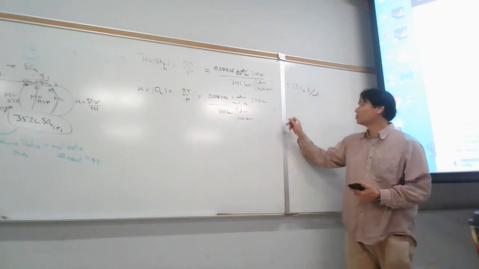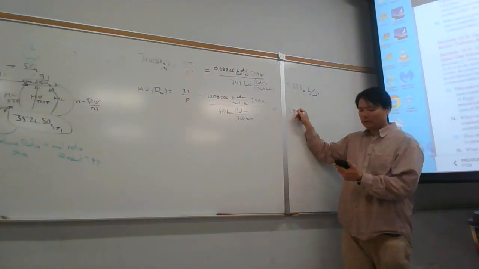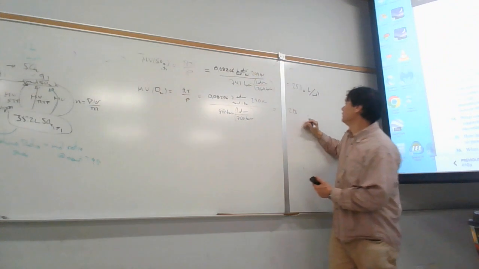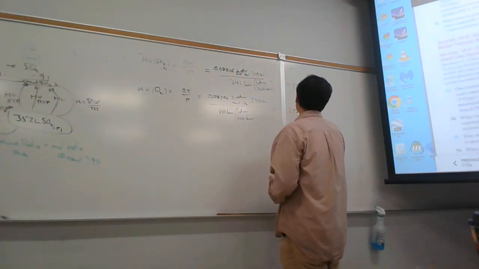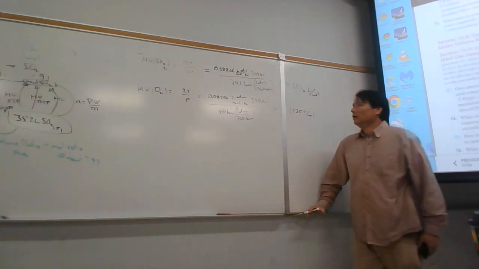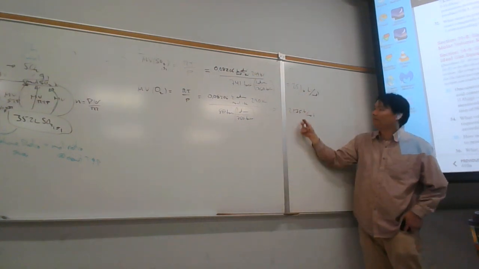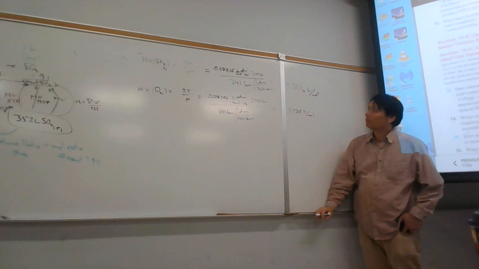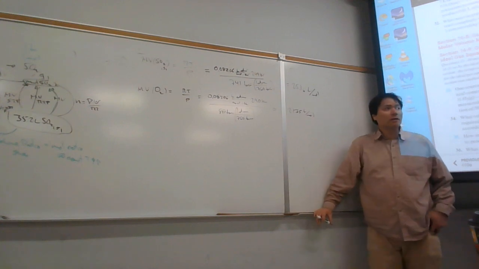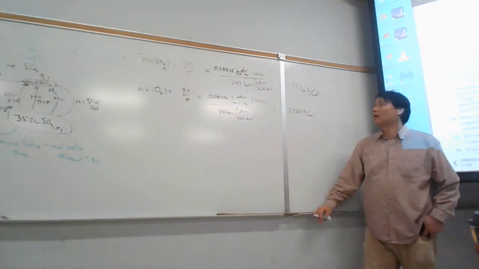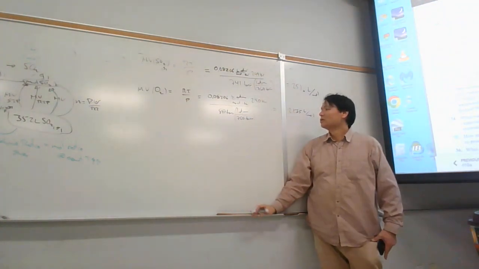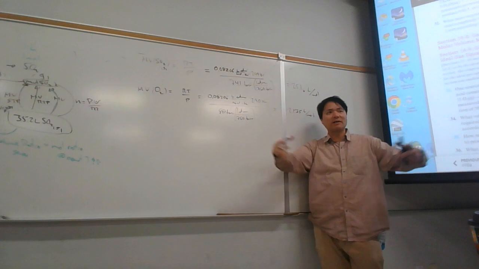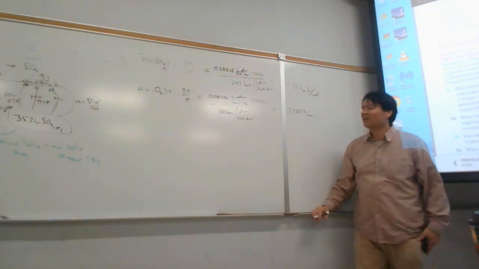So did you get 21.35 liters per mole? So why is it smaller? You know why it's smaller? 1, lower temperature. Lower temperature, gases shrink. 2, higher pressure. Higher pressure, gases shrink. So it's going to be smaller.